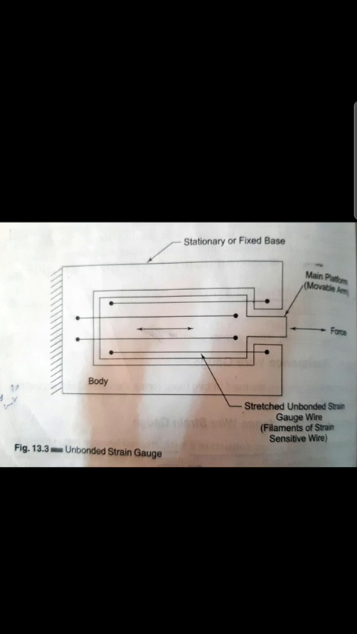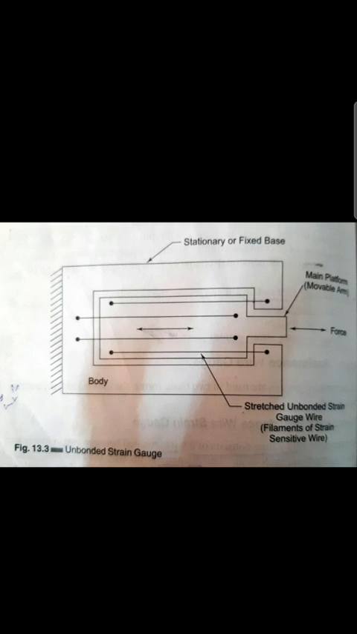The resistance wire gauges are used in two basic forms: the first one is the unbonded type and the second one is the bonded type. The unbonded type strain gauge consists of a wire stretched between two points and an insulating medium, where the diameter of the wire used is 25 micrometer. The wire is kept under tension, so there is no sag and no free vibration.